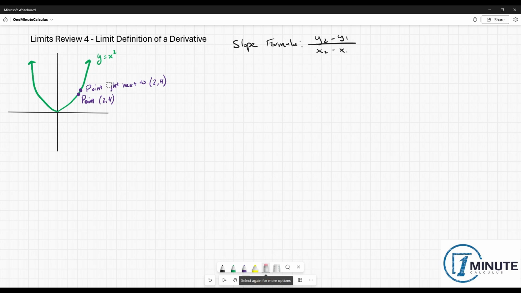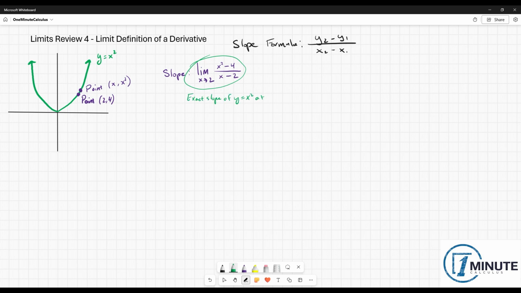So we will define the second point as x, x squared, plug that into our slope formula, and then take the limit as our second point approaches 2. So we end up with this limit, which represents the exact slope of y equals x squared at the point 2, 4. If you've set this up right, this will give us an indeterminate limit, which you can see how to solve in the Solving Indeterminate Limits video.